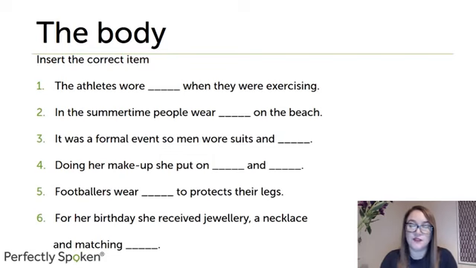So pause the slide, see if you can insert the correct item that we looked at on the previous slide. So if you're not sure, go back and have a look. If you think you can remember, insert the correct item from the slide into the gap. So pause the slide and then we will check together. Okay, let's have a look at the answers.